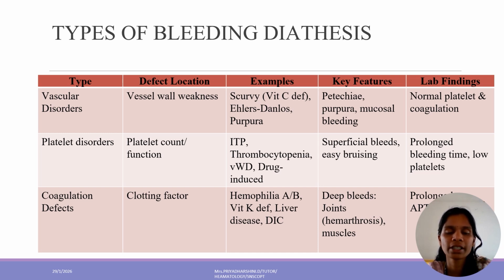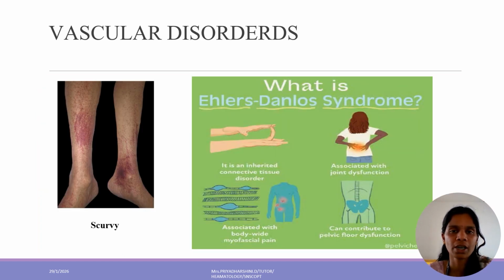Next one is coagulation defect. Coagulation defect may be due to the defects of any clotting factor. Examples for coagulation defects are hemophilia A, B, vitamin K deficiency, and liver disease. Deep bleeds in joints and muscles are the clinical features of coagulation defects, and prolonged bleeding and activated prothrombin timing are the laboratory findings of coagulation defects.